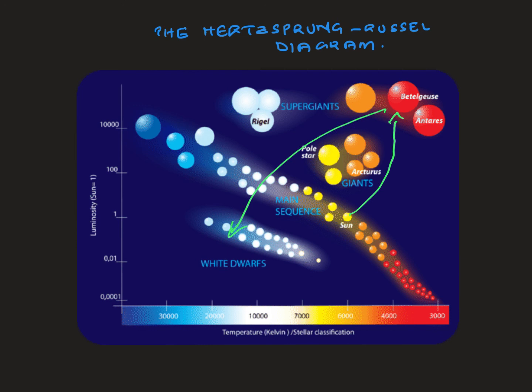And the white dwarf cools down. They are very, very hot, and once they cool down, they will become a black dwarf.